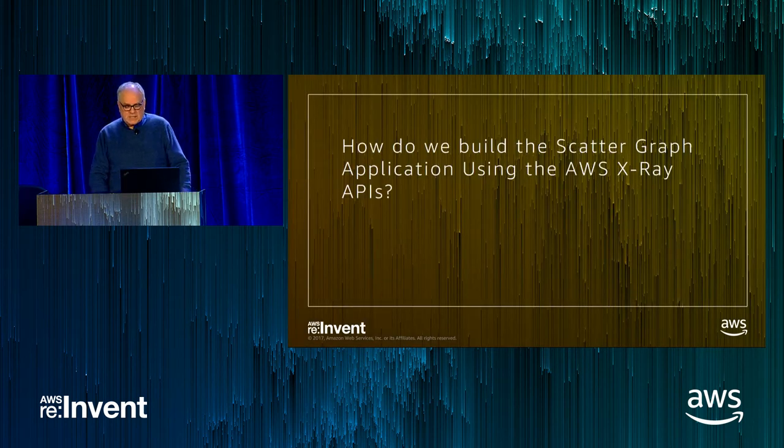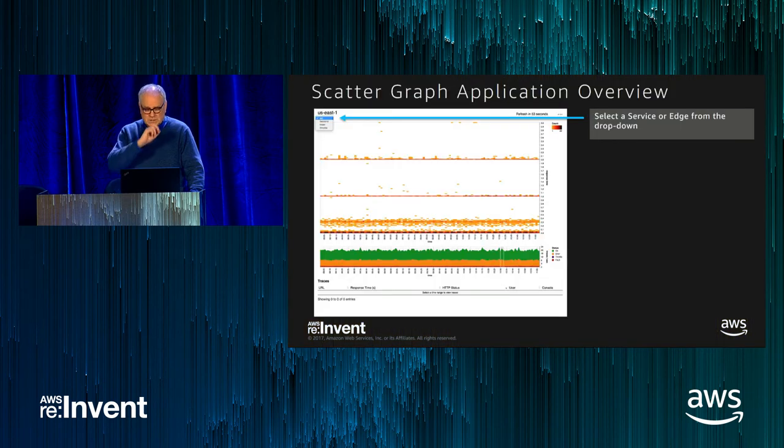Okay, so now let's get back to our magic application, the so-called scattergraph application. Let's talk about what it does, and then we'll figure out how we can build it using the APIs. The first thing when you open up the application, it will populate a drop-down on the top left-hand corner. That drop-down will list all of the microservices and edges that make up your particular application.